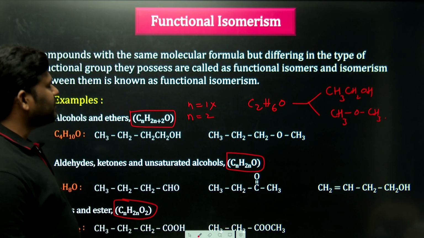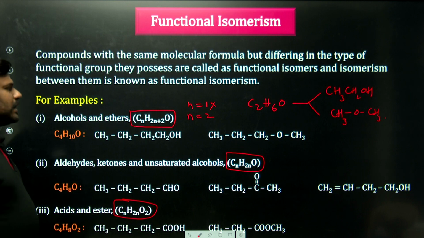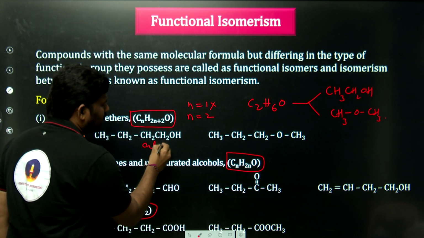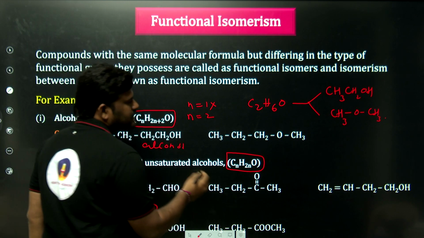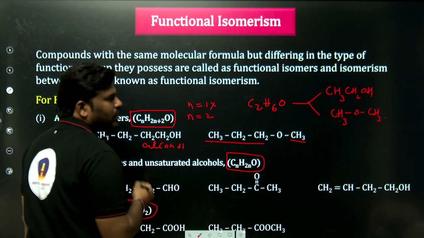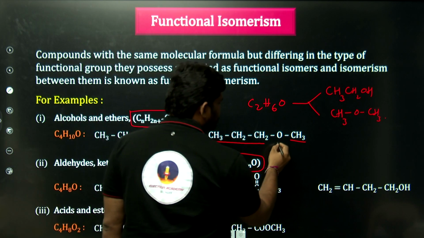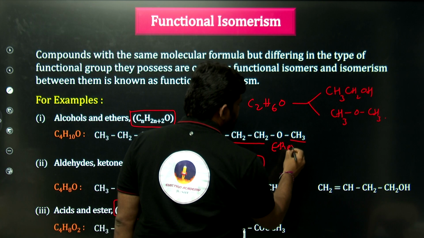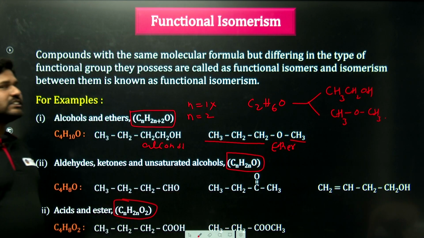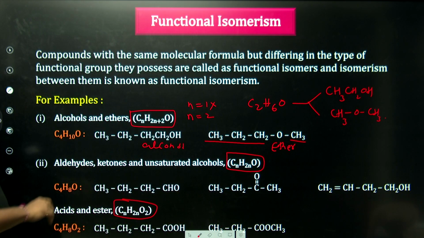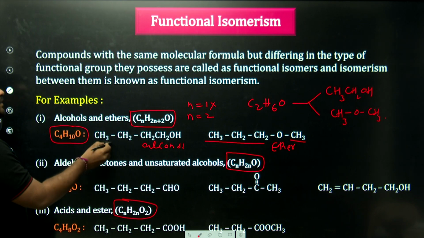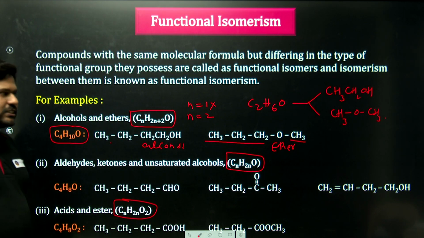These two are called the functional isomers. For example, this is an alcohol, butanol, and this is methyl propyl ether. These two are collectively called the functional isomers. They have the same molecular formula, C4H10O. Alcohols and ethers are called the functional isomers.